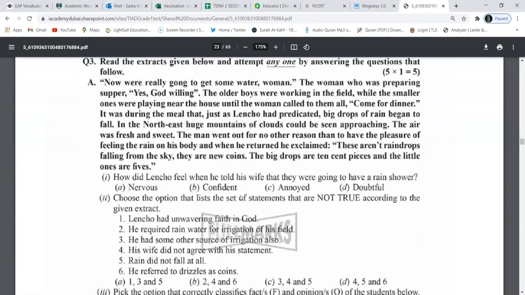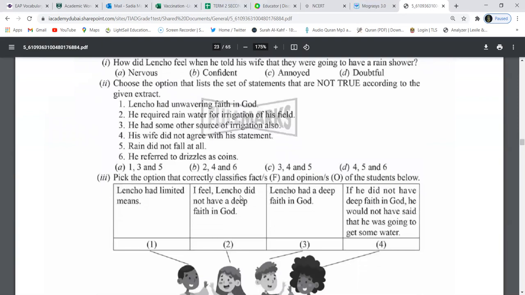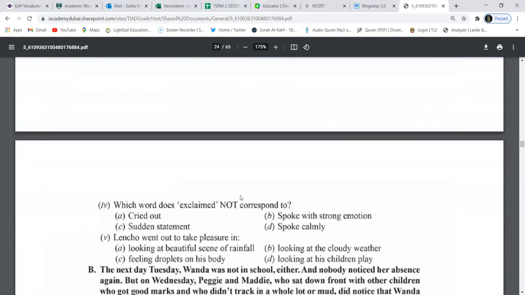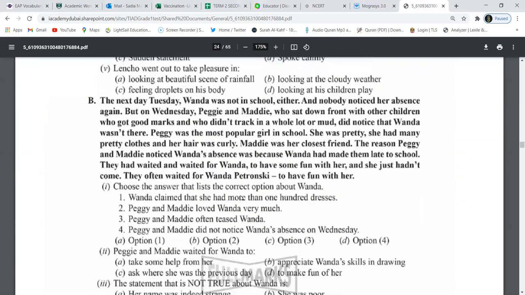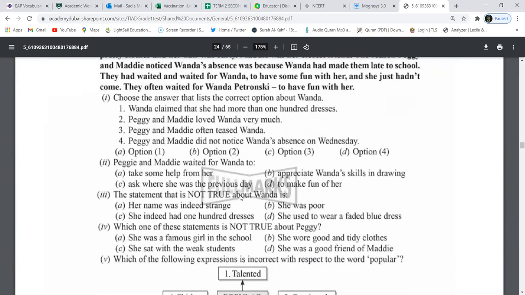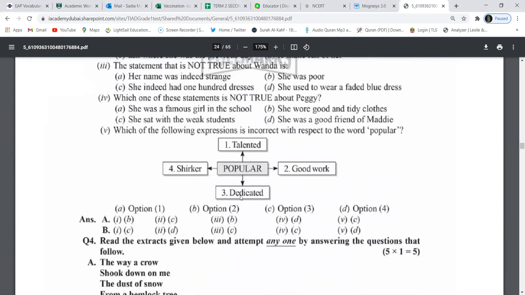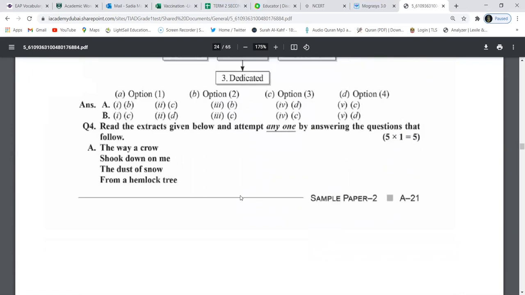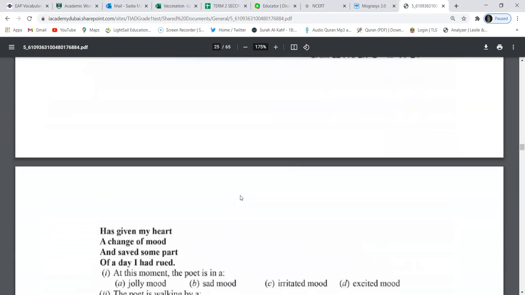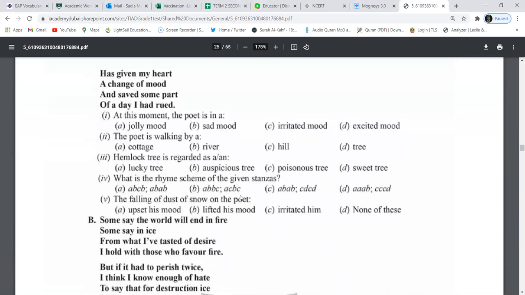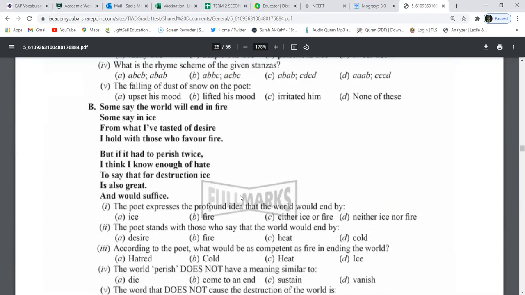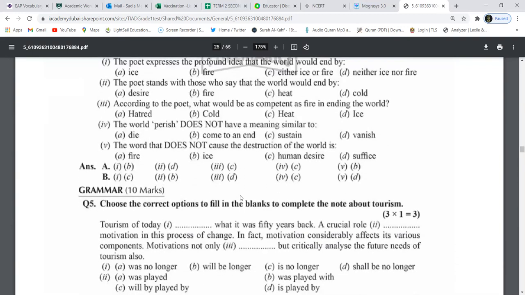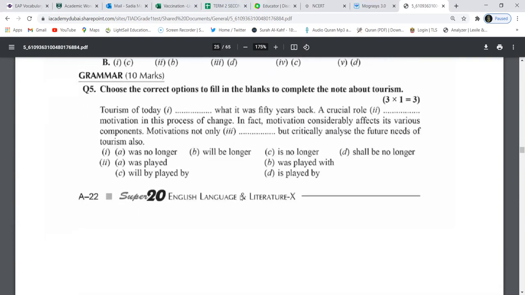Read the passage. Look at the questions. Select the options. If you need to go back to the passage, you can pause the video, go back to the passage. Another passage. MCQ questions. Now look at the answers and check your answers. Let us proceed to the next. Home-based question. Another poem. Questions. And now check your answers. Next, we have grammar. Read carefully.